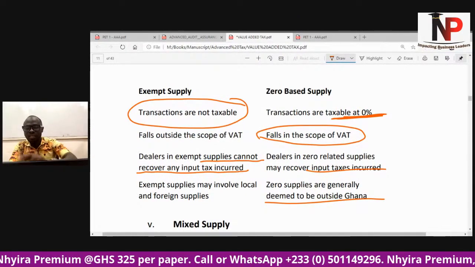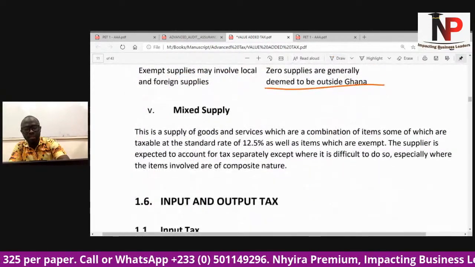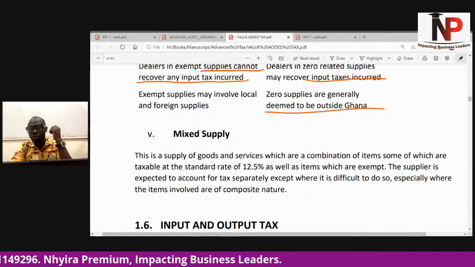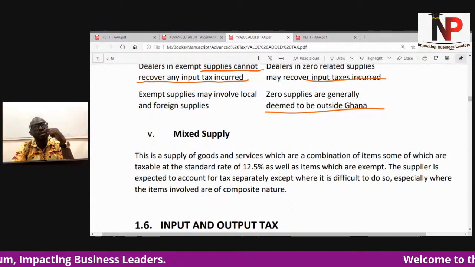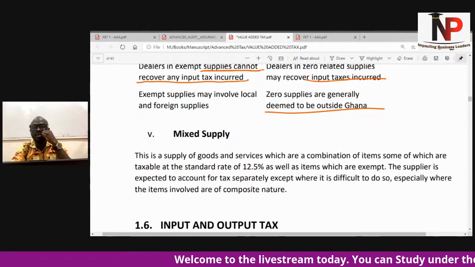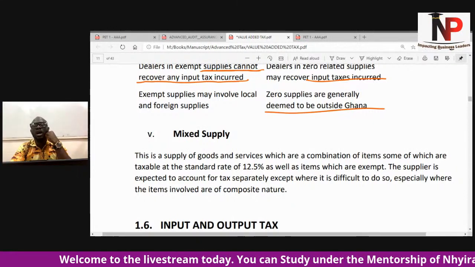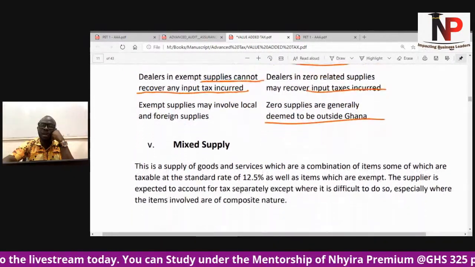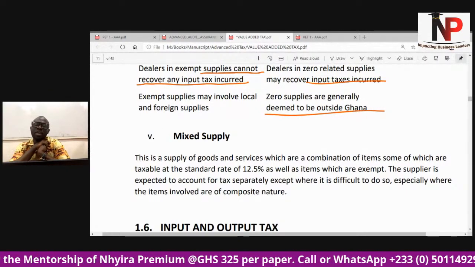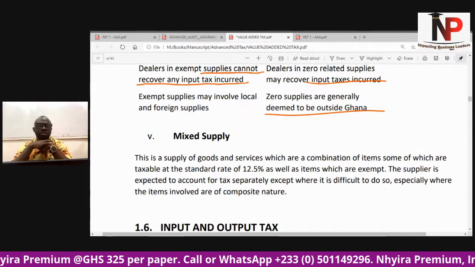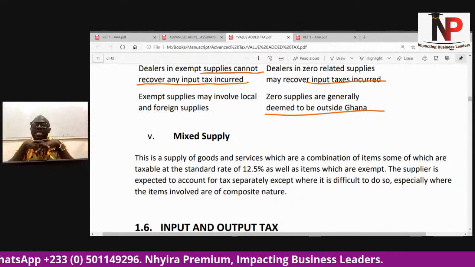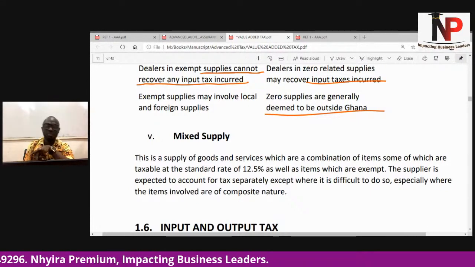So let's look at the last part of these supplies, and that is mixed supply. So we look at taxable supply, exempt supply, zero-rated supply. The next thing we want to look at is mixed supply. As the name suggests, it means it is mixed, right?